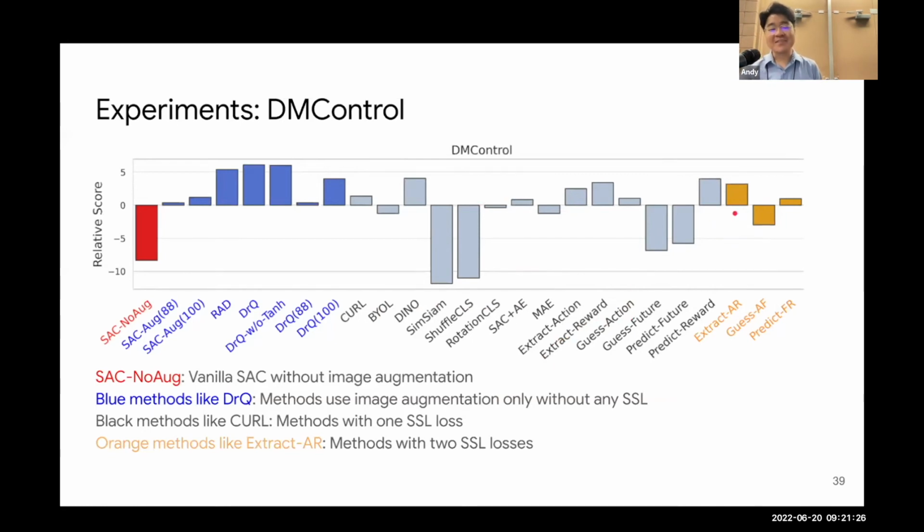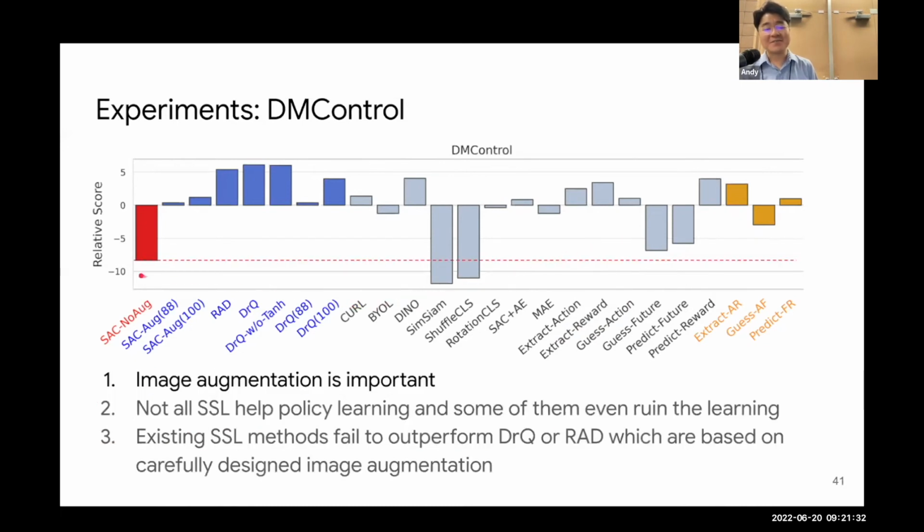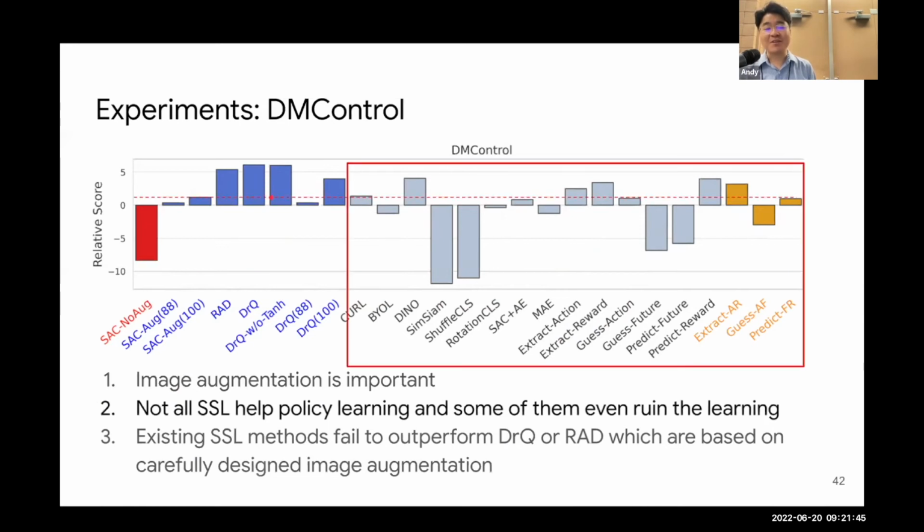And we find some interesting observations. One, here's the basic baseline. And the baseline was pretty bad, but some self-supervised losses were actually even worse than that. On the other hand, image augmentation was performing pretty well. I mean, compared to all these methods, even the worst kind of image augmentation was actually reasonably better than any of the self-supervision. So not all self-supervised loss helps policy learning, and some of them actually even ruin the learning.